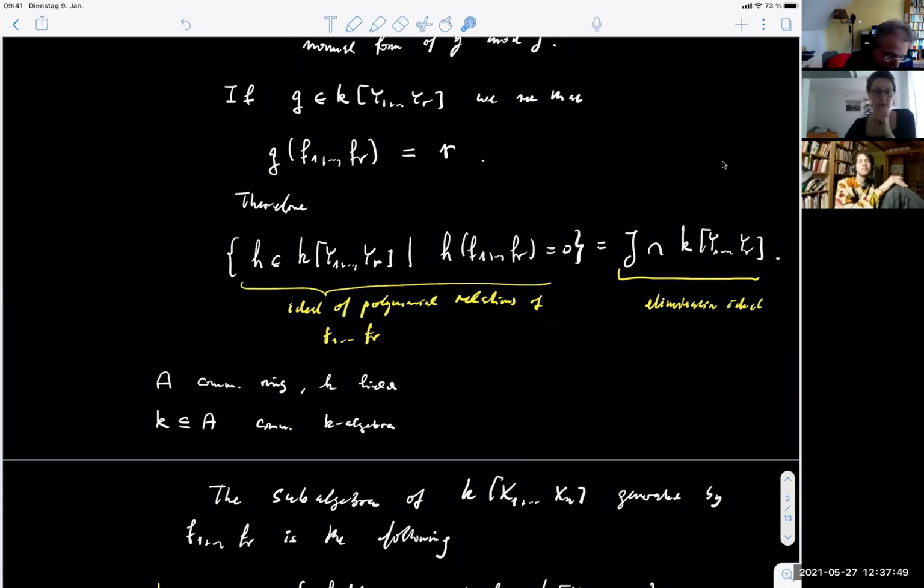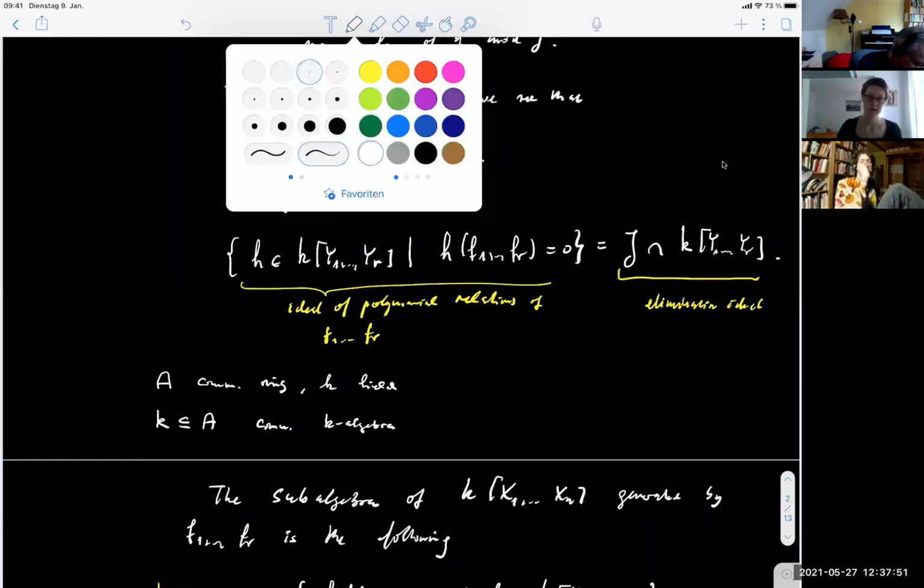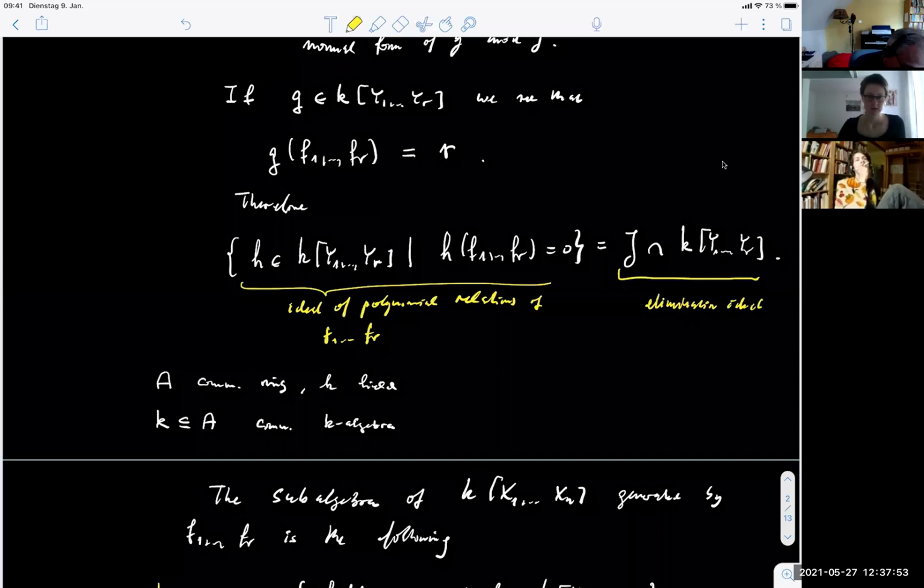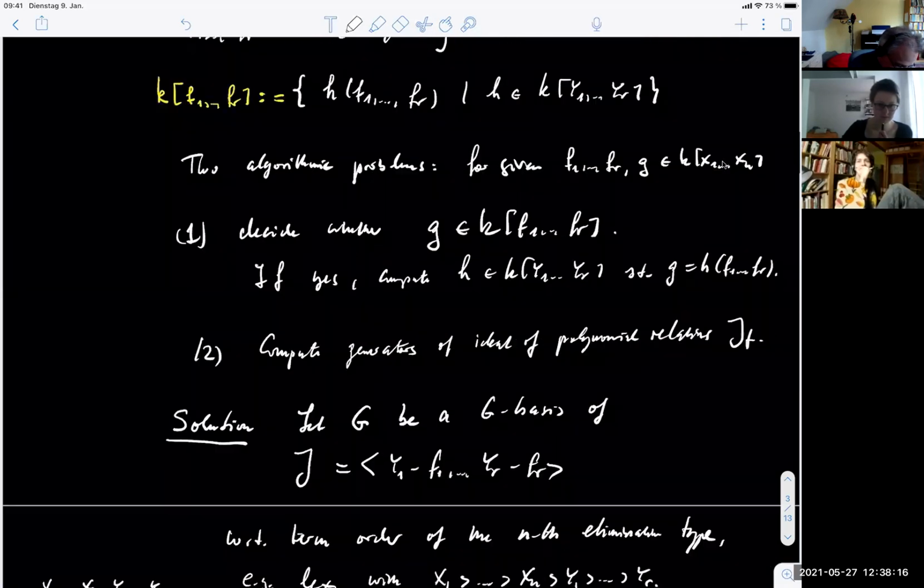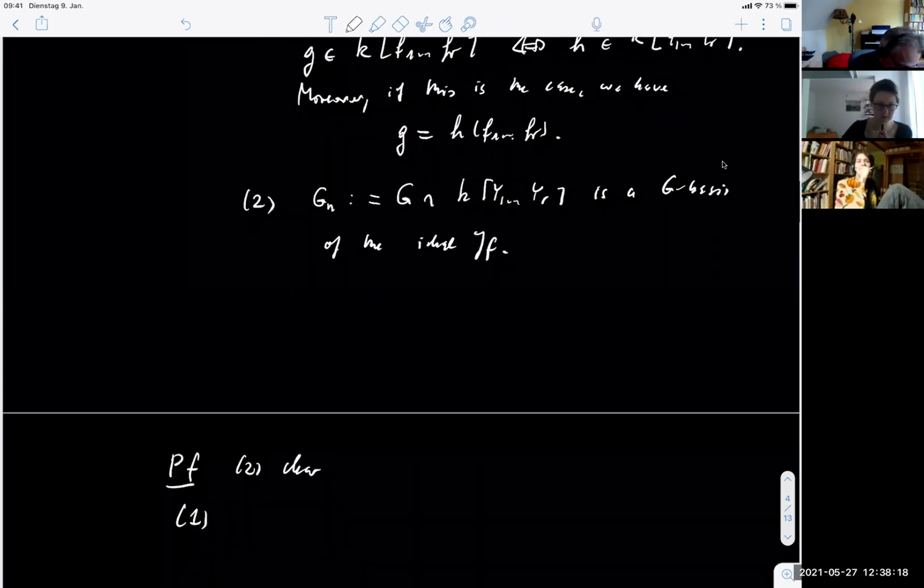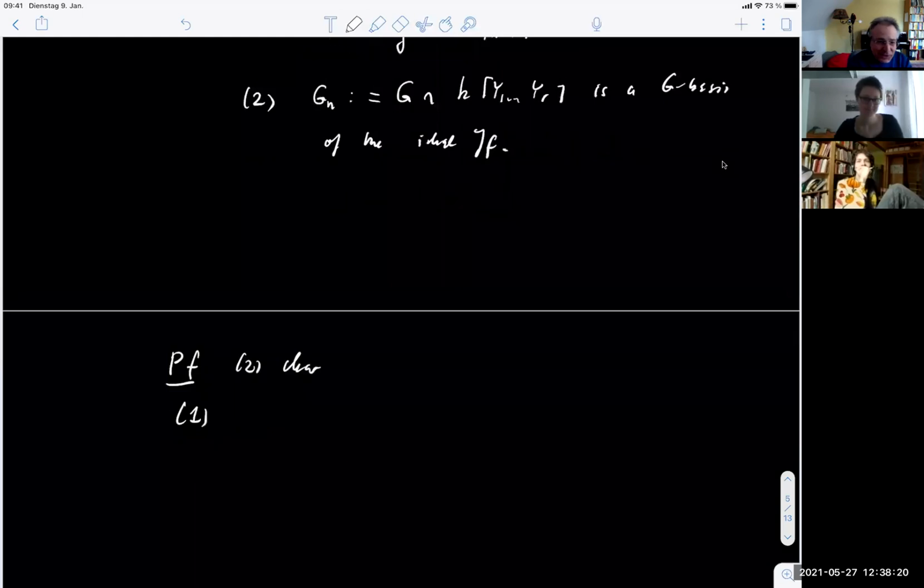Maybe I write it in yellow because people will maybe watch the video and look at the slides. X variables eliminated. When you say elimination, you always need to know who is going to be eliminated. That's important. Actually, it's a bad word. It sounds like killing, but it was not my invention.